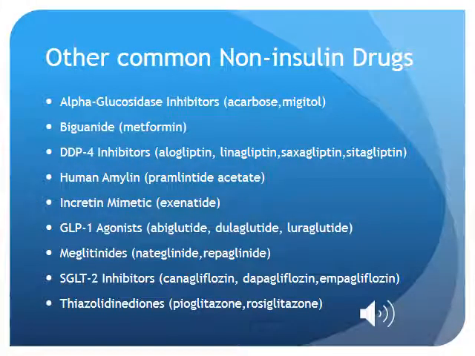Other common non-insulin drugs include categories such as alpha-glucosidase inhibitors, biguanides, DPP-4 inhibitors, human amylin, incretin mimetics, GLP-1 agonists, meglitinides, SGLT2 inhibitors, and thiazolidinediones. We'll go more in depth into some of these categories in the following slides.